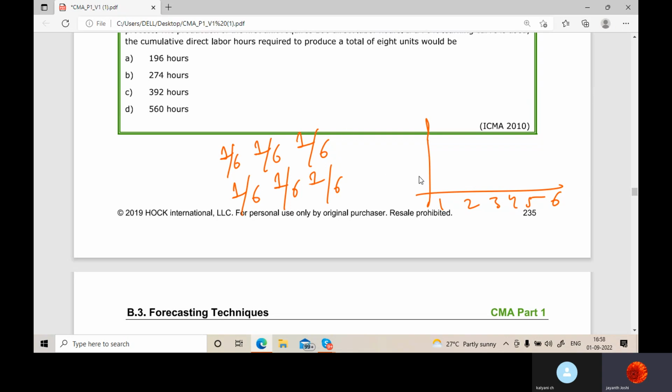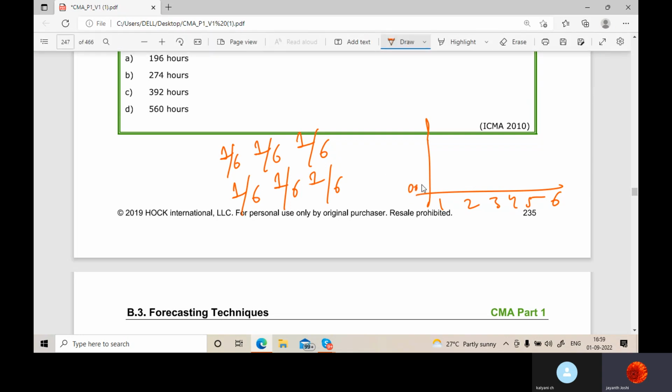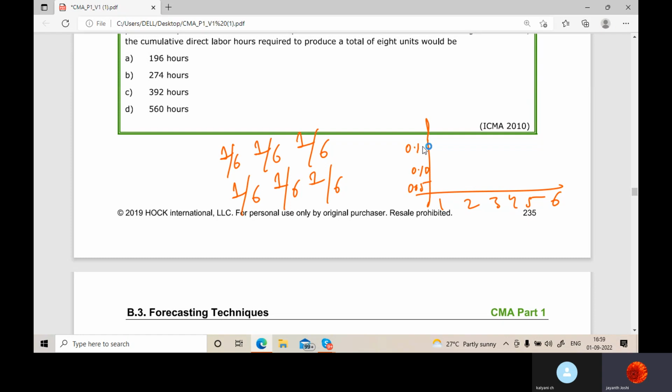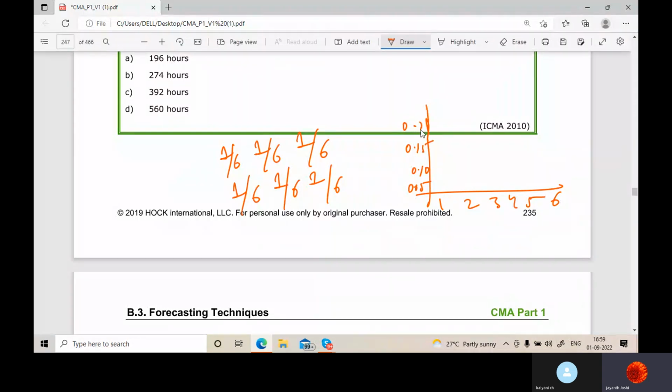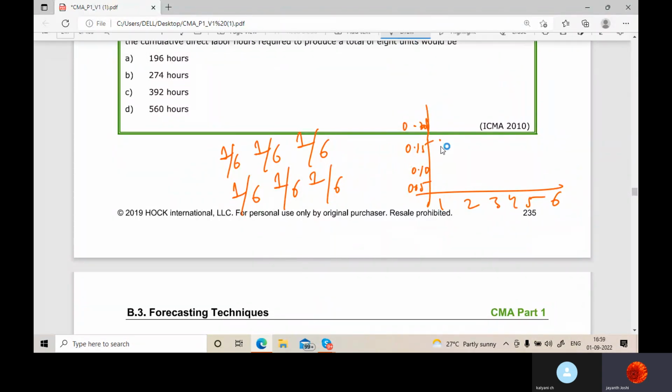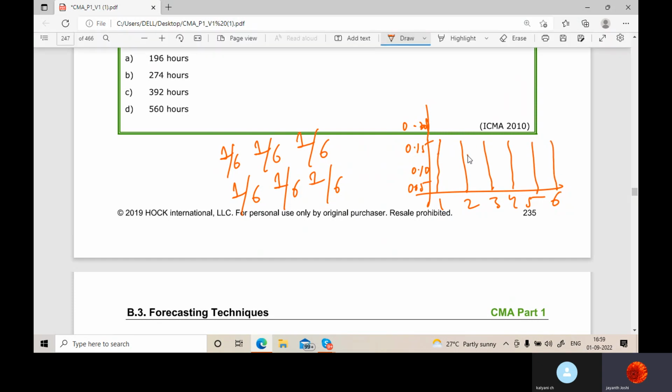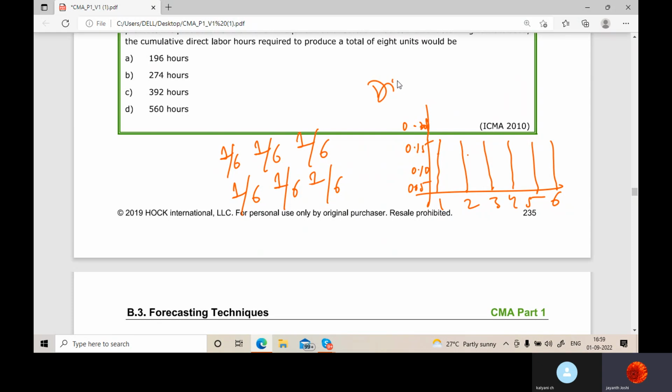0.16. So if I say 0.05, 0.10, 0.15, 0.20, then 0.16 would be here. So I'll just write 1, 2, 3, 4, 5, 6. Can you count this, madam? Yes, we can count this. These are 6 bars, correct? This is discrete. That means you can count.